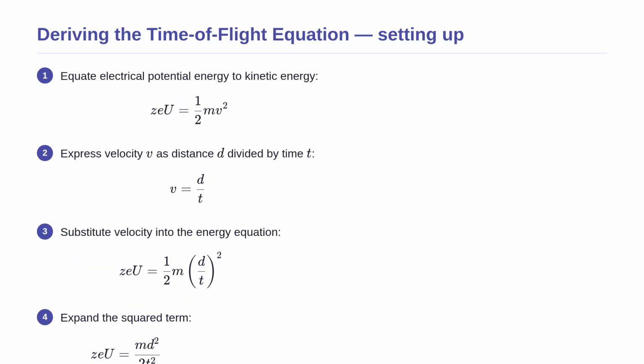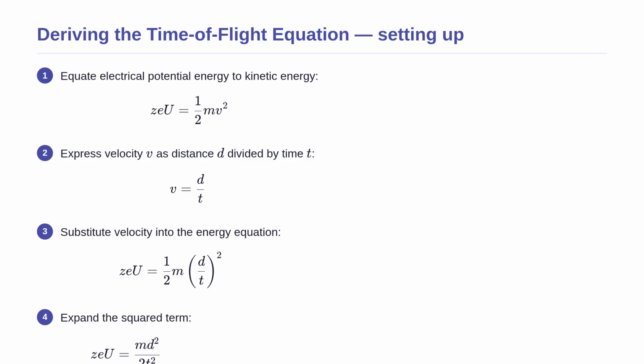Having successfully used the time-of-flight formula, let us understand exactly where it comes from. We start by establishing the fundamental physics inside the machine. The electrical potential energy given to the ion, which is Z times E times U, must perfectly equal the kinetic energy it gains, which is 1/2 mv squared.